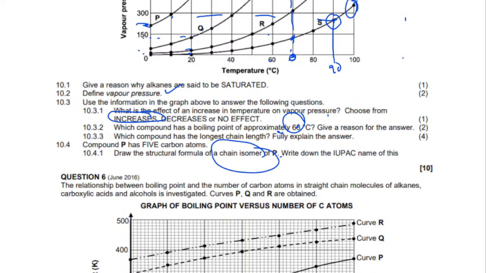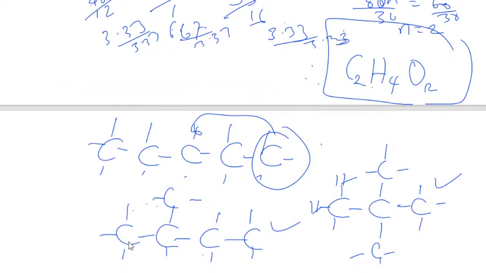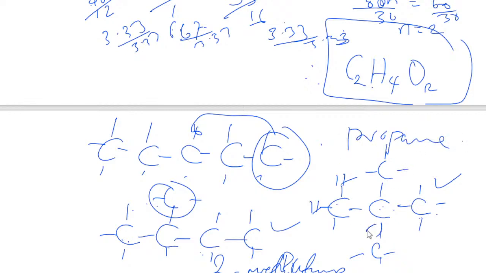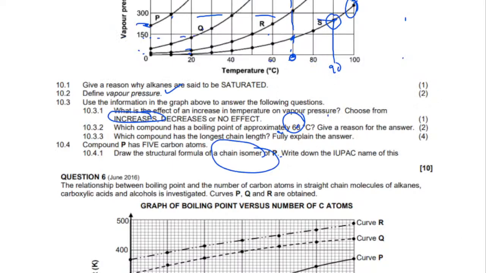IUPAC name. So you choose whatever you want. It's going to be 1, 2, 3, 4. So it's 4, so it's going to be butane. But it has a side group which is methyl, at position 2. So it's going to be 2-methylbutane. Oh, this one is going to be 1, 2, 3. So it's going to be propane. But it has 2 side groups, which are methyl. So it's going to be 2,2-dimethylpropane. Simple. Let's go to the next question.